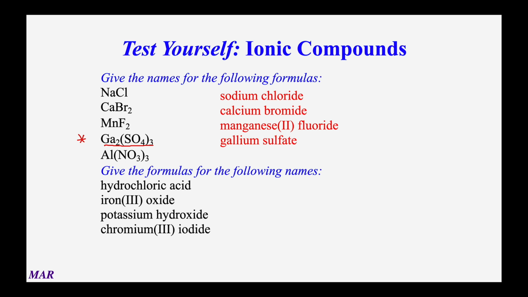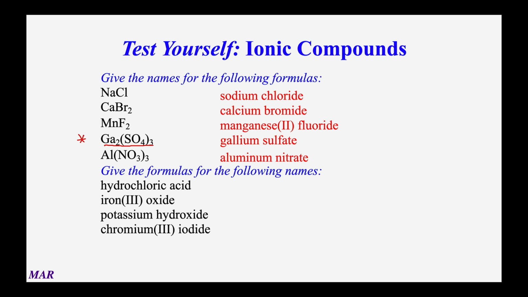The next one also has a polyatomic ion, NO3, you can see is in parentheses right there. That's the nitrate ion. It's -1. There's 3 of them because aluminum is one of the stairs. It's always +3. So that one you would call just aluminum nitrate.